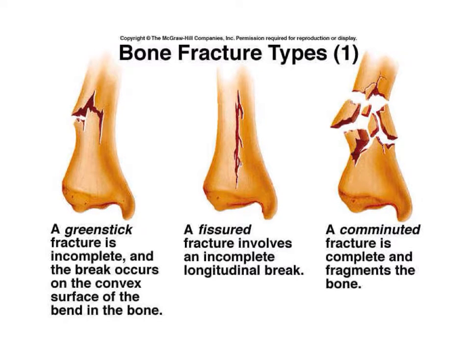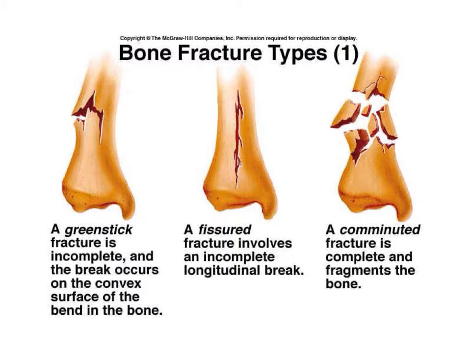Okay, this slide is basically just showing you again that there's a green stick, and you can see here that it's not completely broken through. Then you have here a fissure. A fissure is almost like that hairline fracture because it's just a part of the bone. It's not the whole bone. So in a sense, it's almost kind of like a green stick, but the other thing is that it's also in a longitudinal plane.